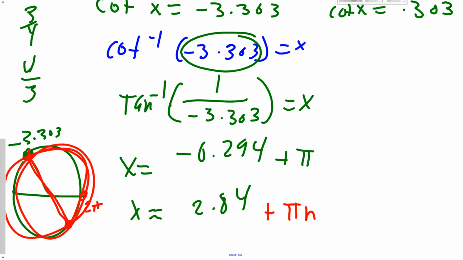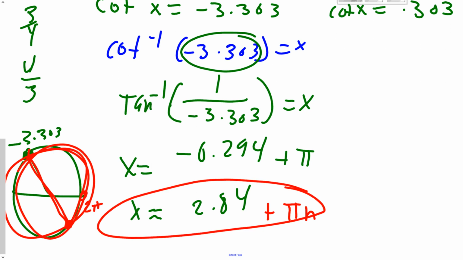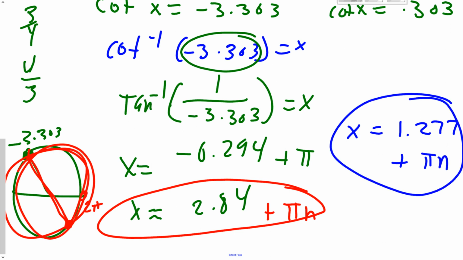Or I could just add pi to this answer, 2.84, and get my second answer, and then just add 2 pi n to both of those, and they would be all my answers. But this is a little shortcut, so that would be all my solutions on this part of the equation. And then on the 0.303, I would do the same process, and I'd get approximately 1.277, and then I would add a pi n to that. And so those are all my answers.